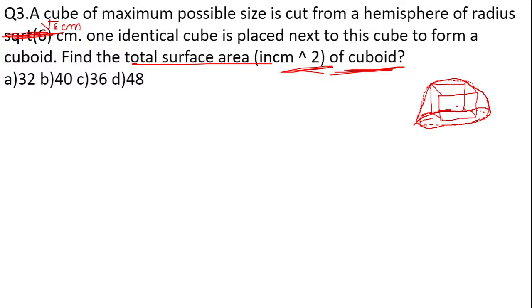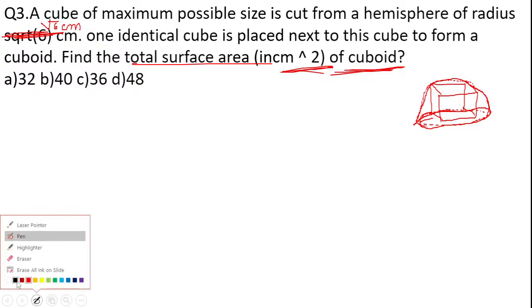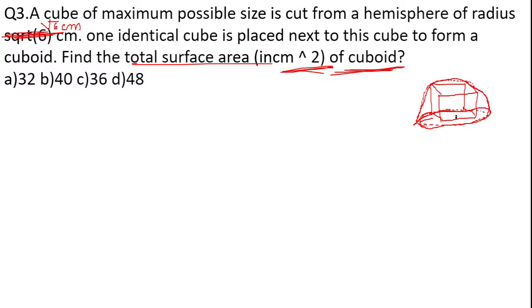So what is mentioned here? They have mentioned the radius of the hemisphere. What is the radius of the hemisphere? Radius of hemisphere is under root of 6 centimeter. Inside the hemisphere, we are inserting a cube of maximum size. Now a cube of maximum possible size is cut from a hemisphere of radius under root of 6 centimeter. After cutting that, we are placing this one cube next to another cube.